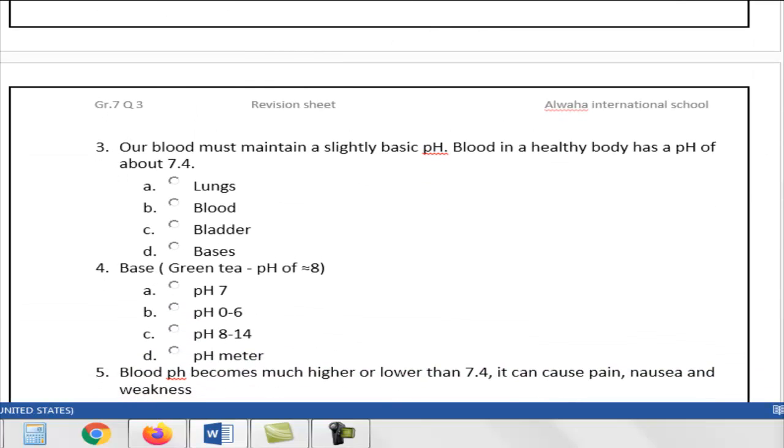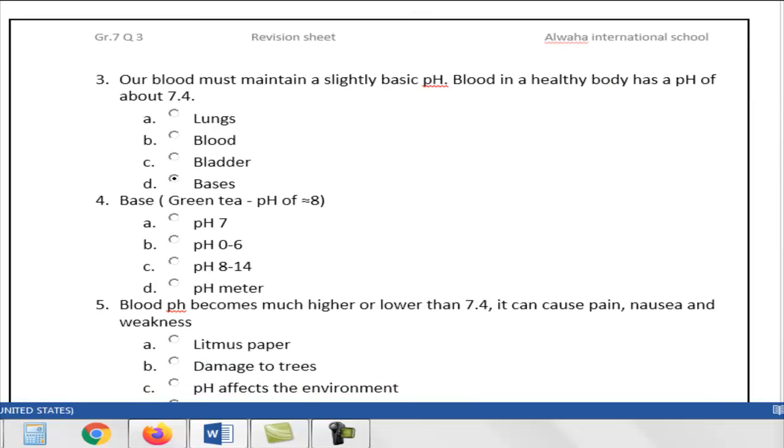Our blood must maintain a slightly basic pH. Blood in a healthy body has a pH of about 7.4. So the answer will be bases. A base has a pH of 8, so it will be green tea, from 8 to 14.